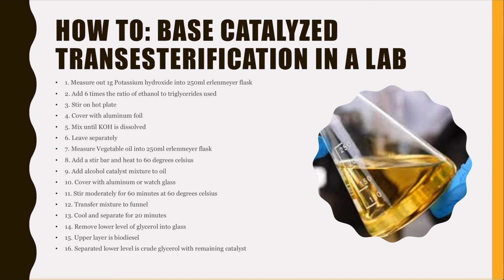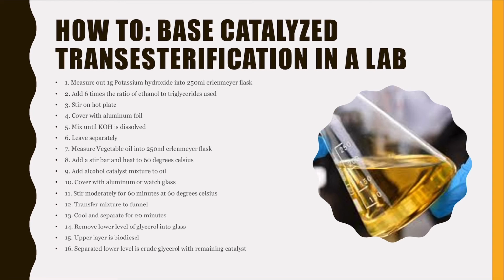If you were to do a base catalyzed transesterification in a lab, these would be the steps you would follow. First, you would measure out 1 gram of potassium hydroxide into a 250 milliliter Erlenmeyer flask. Next, you would add 6 times the ratio of ethanol to triglycerides used. You would put this on a hot plate and stir, and cover with aluminum foil. You'd be mixing until the potassium hydroxide is fully dissolved.